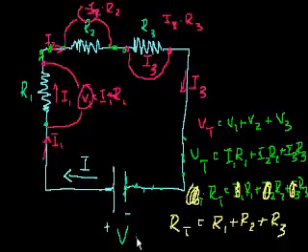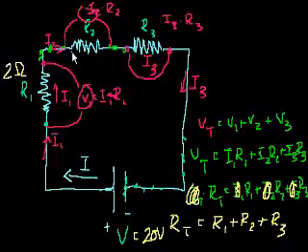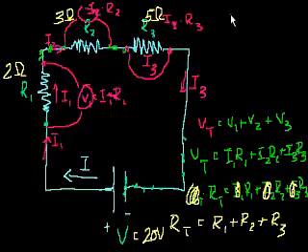And I'll do an example. Let's say that this voltage is, I don't know, 20 volts. Let's say resistor 1 is 2 ohms, resistor 2 is 3 ohms, and resistor 3 is, I don't know, 5 ohms. So what is the total resistance through this circuit? Well, the total resistance is 2 ohms plus 3 ohms plus 5 ohms. So it's equal to 10 ohms.